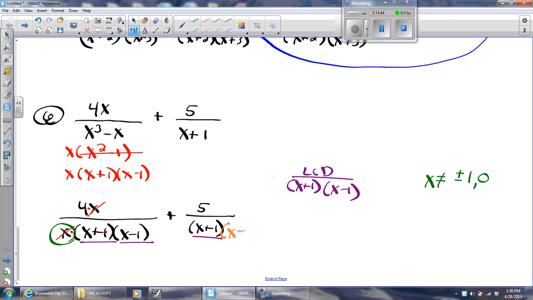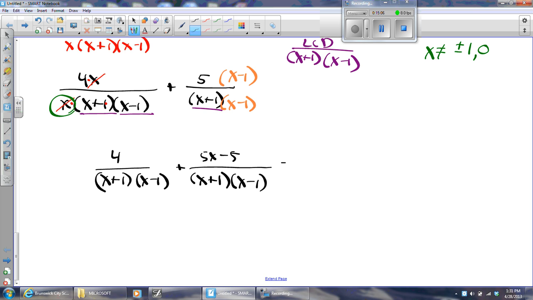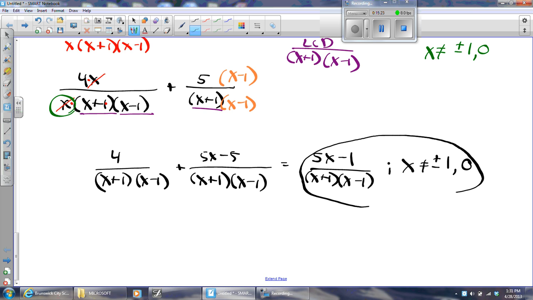The second fraction is missing a quantity of x minus 1. And now I'm going to go ahead and you have 4 over x plus 1, x minus 1, plus, got to distribute here, 5x minus 5 over the LCD, x plus 1, x minus 1. That's going to equal 5x minus 1 over the LCD. That'll be true when x does not equal plus or minus 1 or 0. And there is your sum.